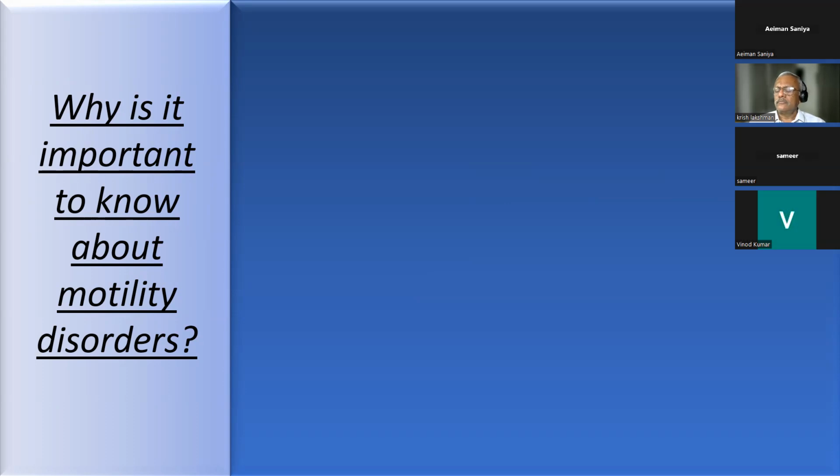So these patients suffer from motility disorders, like progressive dysphagia, and I understand that, but why is it important to know about these disorders? I understand a surgeon would say, I want to know about CA esophagus. I want to know about reflux stricture, but why motility disorder?